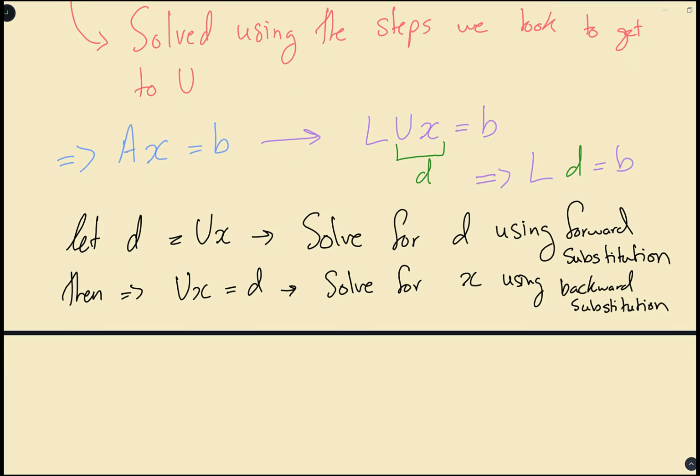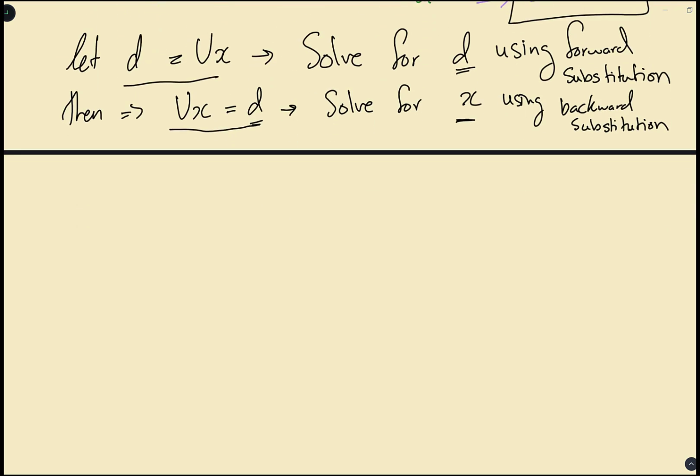You could probably see this best when we do an example, but essentially, when we let D equal UX, we use this expression to solve for D. And then once D is known, we plug it into this equation here and solve for X, because the upper triangular would be known, D would be known, and the only unknown would be X, using backward substitution. All right, so let's do an example.